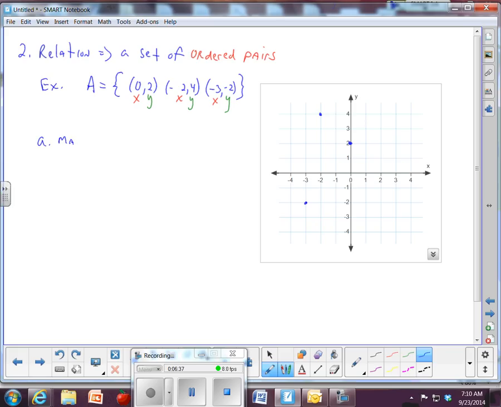So, mappings. A mapping is another way of representing a relationship. All right, so let's do set B equals brace. Let's go with the pairs (1, 3), (-1, 2), (3, 2), and (1, 5).